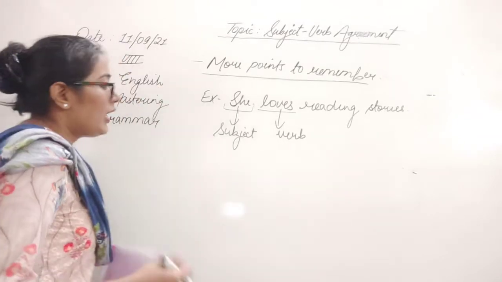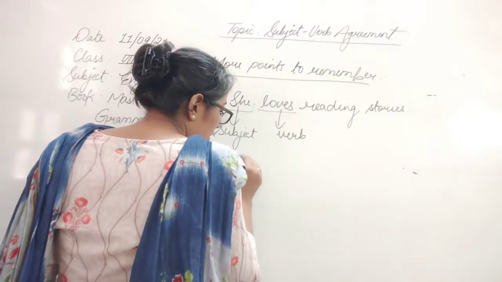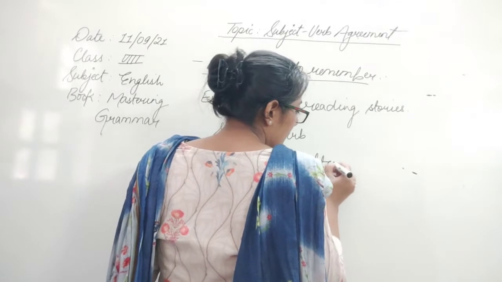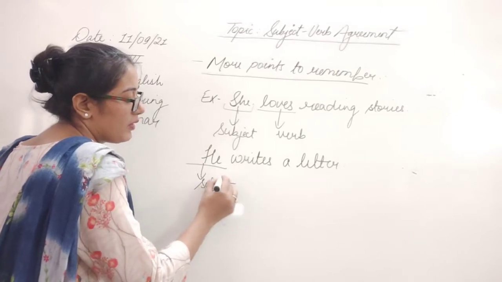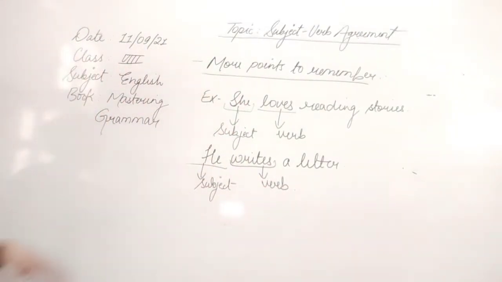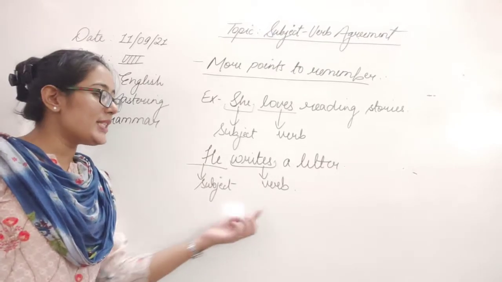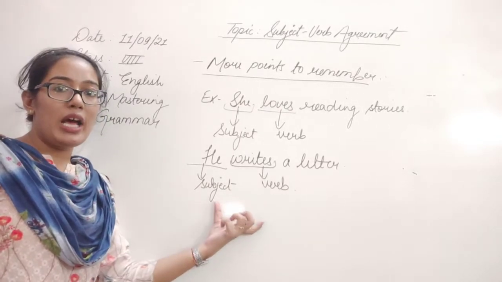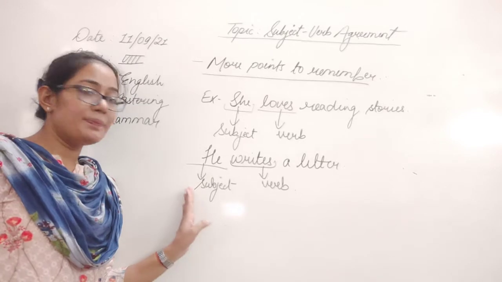Okay. Another example could be, he writes a letter. So in this, he becomes the subject, writes becomes the verb. Okay, writes becomes the verb. He becomes the subject and writes becomes the verb. In this also you can see that there is no distance between the verb and the subject. They are as close to one another. Okay, am I clear?